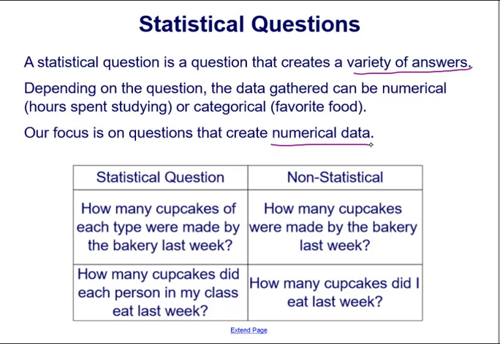So make sure that, again, you want the data to be numerical, not categorical. I'm not asking the kids what their favorite cupcake is, what flavor. I'm asking about amounts of cupcakes. And then again, I want a variety of answers. So I want to ask and sample more than one person or look at more than one type of cupcake.